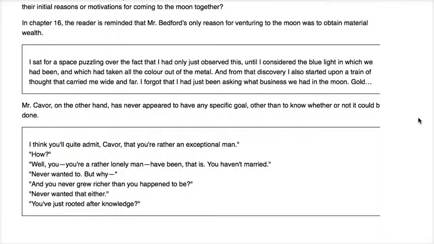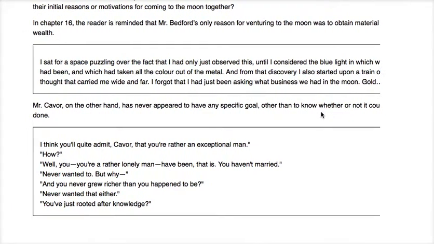Gold. Mr. Caver, on the other hand, has never appeared to have any specific goal, other than to know whether or not it could be done.